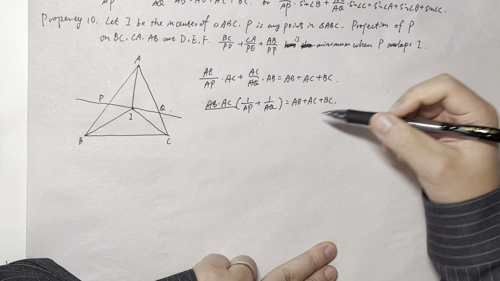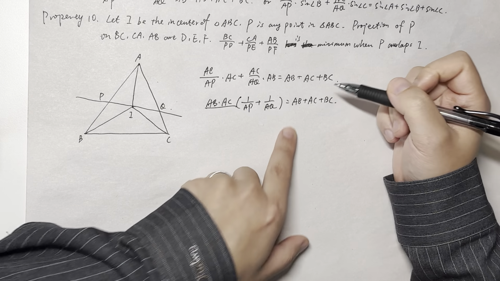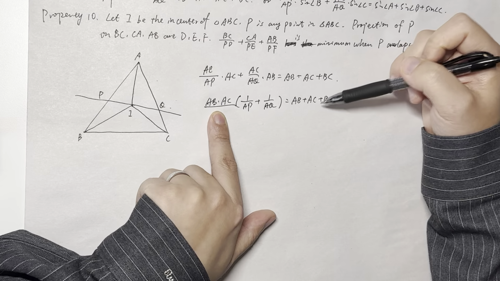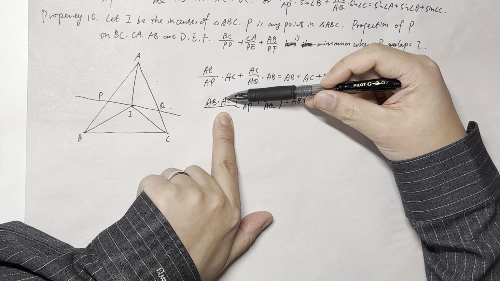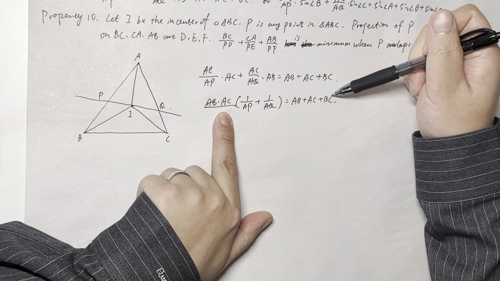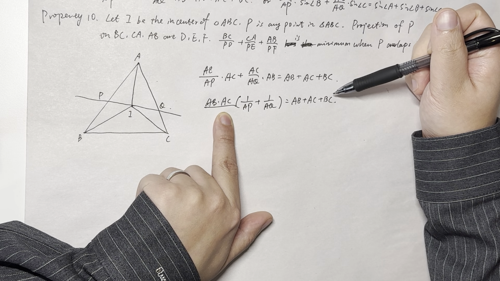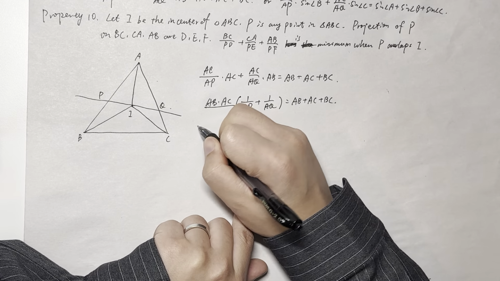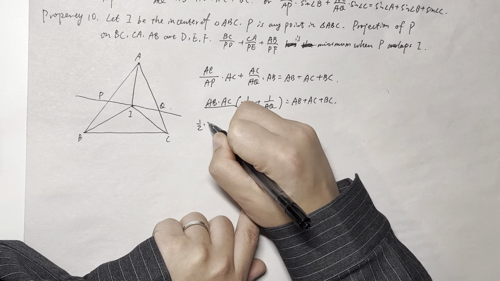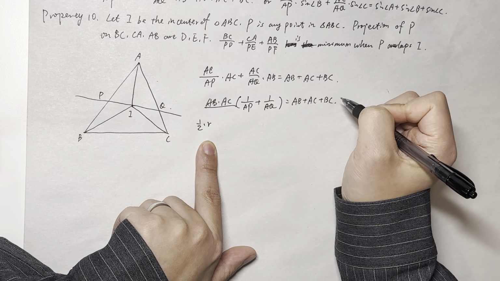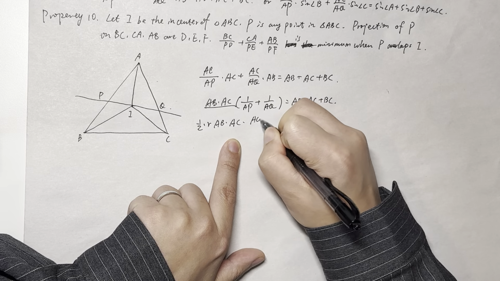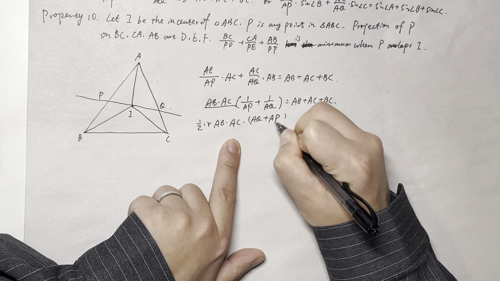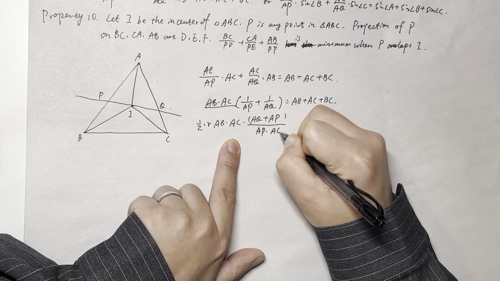Right. And remember, just look at this equation. AB times AC reminds us of the area of triangle ABC, and AB plus AC plus BC also reminds us how we can calculate the area of triangle ABC, right? So we can do this. We multiply half of R to the left and the right of the equation, AB times AC times AQ plus AP, to AP times AQ.